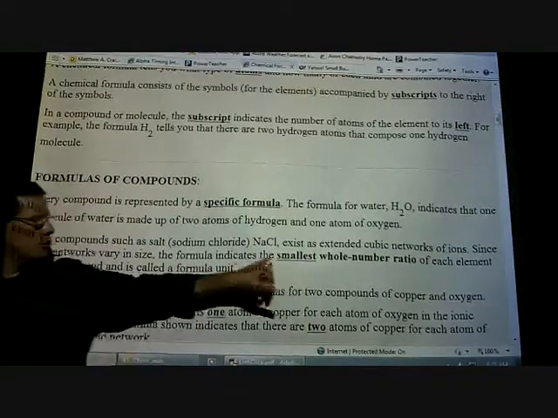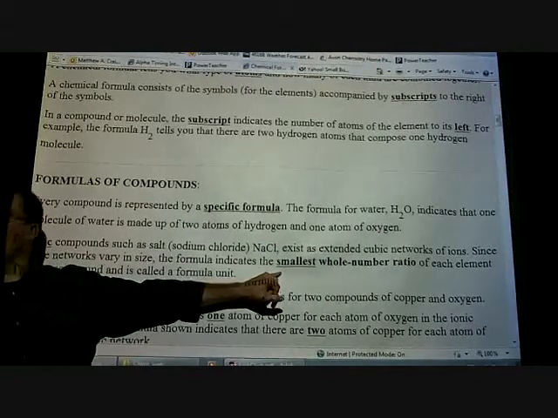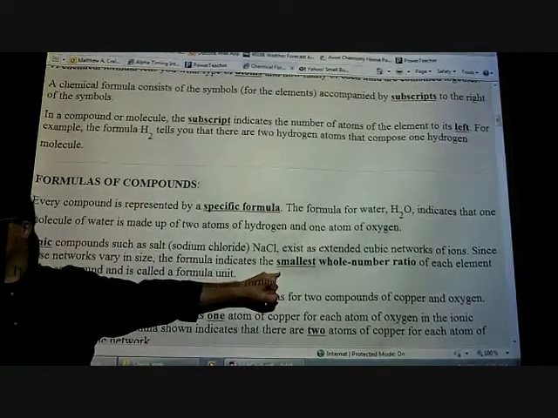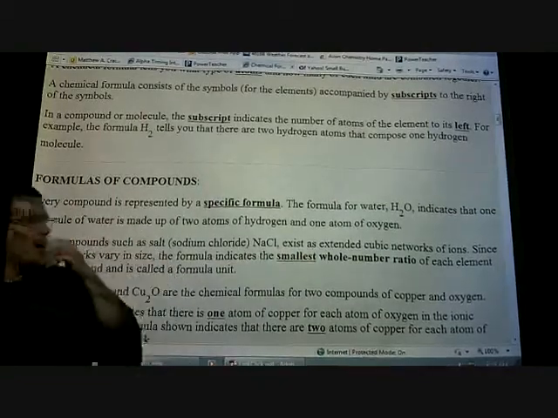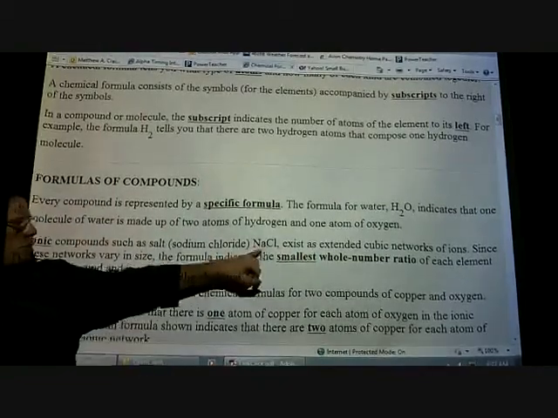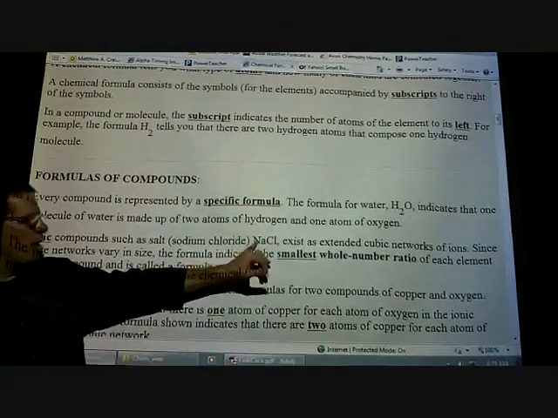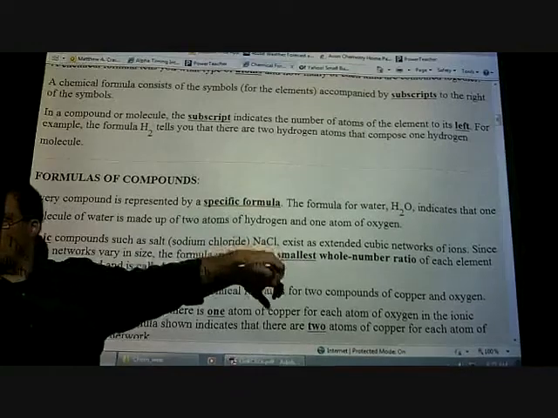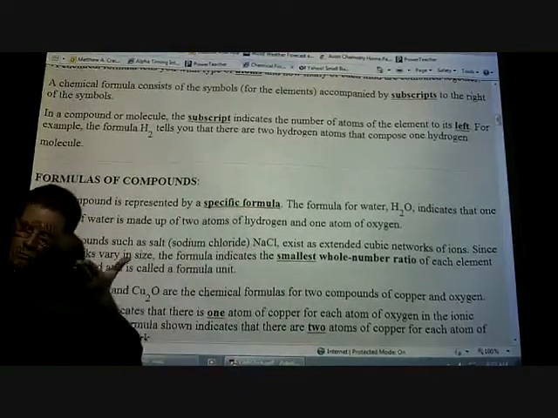With ionic compounds, we always want to work with the smallest whole number ratio. That isn't always the case when we get nonmetals with nonmetals. However, with ionic, smallest whole number ratio. For example, sodium chloride: some of you might initially write that out as Na subscript 2 Cl subscript 2. Well, if you have two sodiums, two chlorines, reduce that down.